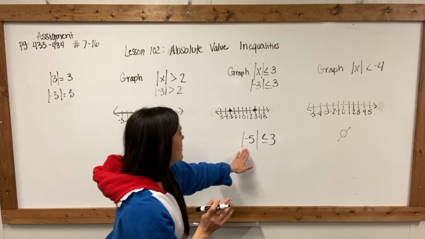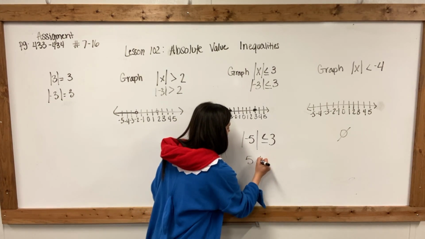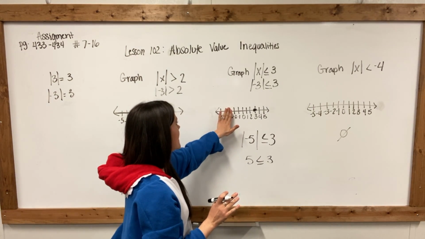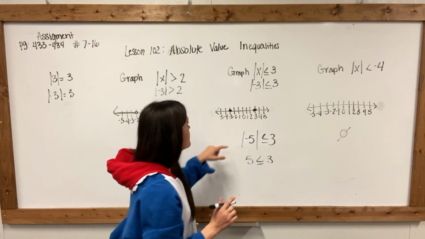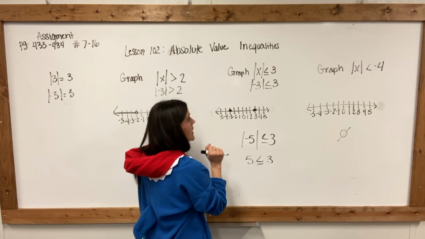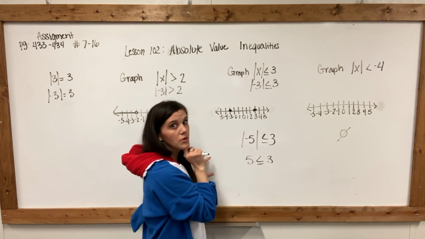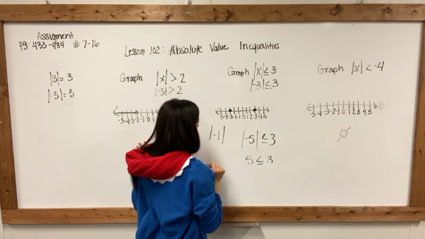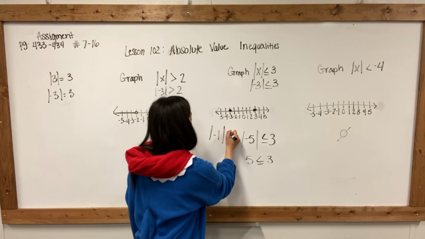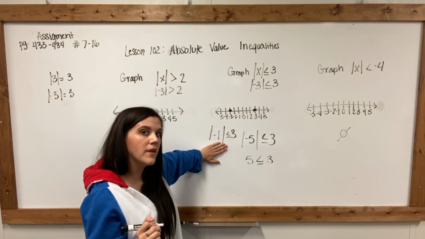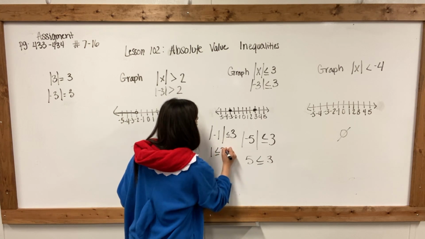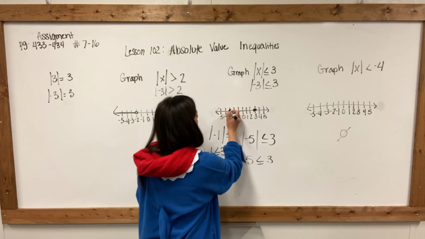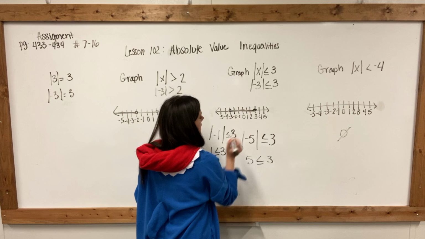The absolute value of -5 would be 5. 5 is not less than or equal to 3. So we know we're not going to be shading anything further past this 3, okay? I do need to shade in between because all of these numbers would be included, right? So let's try the absolute value of -1. The absolute value of -1 would be +1, and that statement would be true. 1 is less than or equal to 3, right? So we're going to shade everything in between, okay?